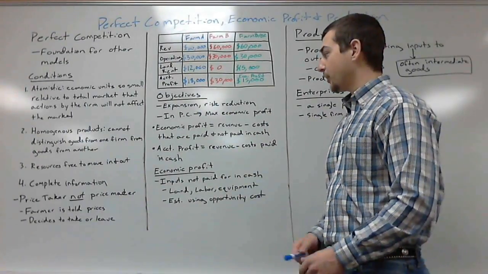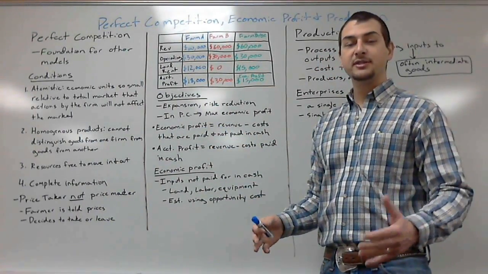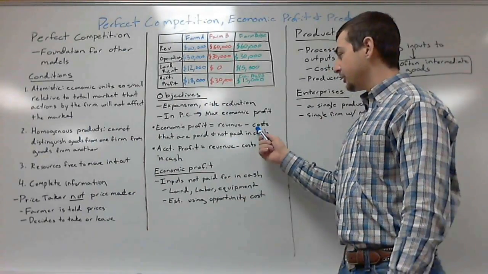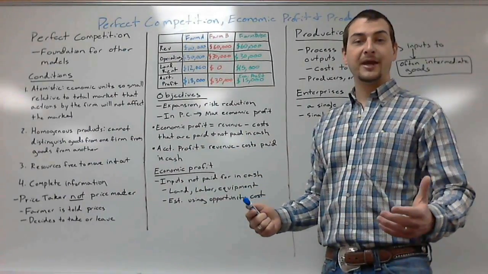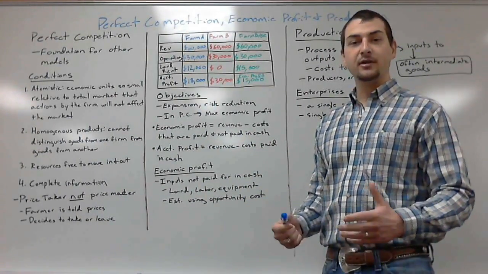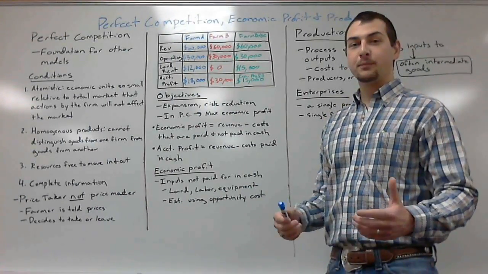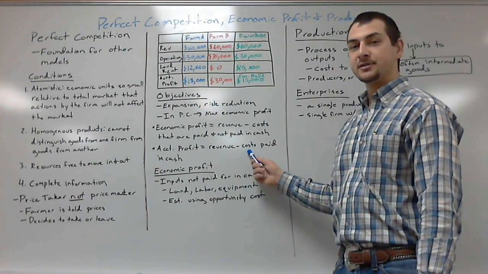So what is economic profit? Economic profit is basically the revenue, or all of the cash receipts, all of the money that's coming into the firm, minus the costs that are paid and not paid, or paid in cash and not paid in cash. Accounting profit is something a little bit different. Accounting profit is the revenue minus the cost paid in cash.